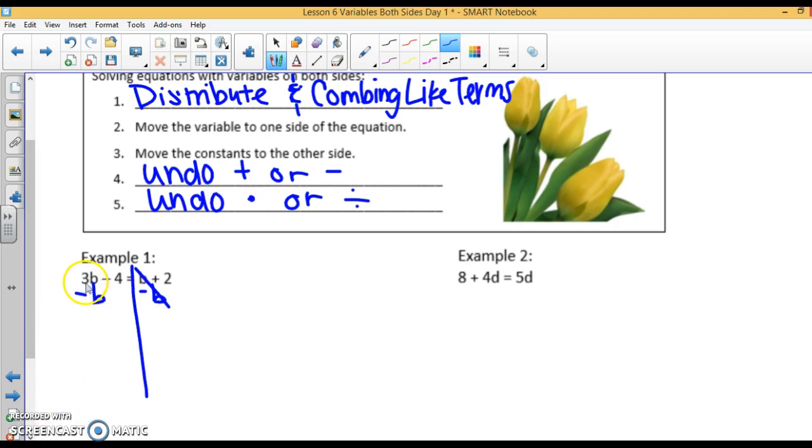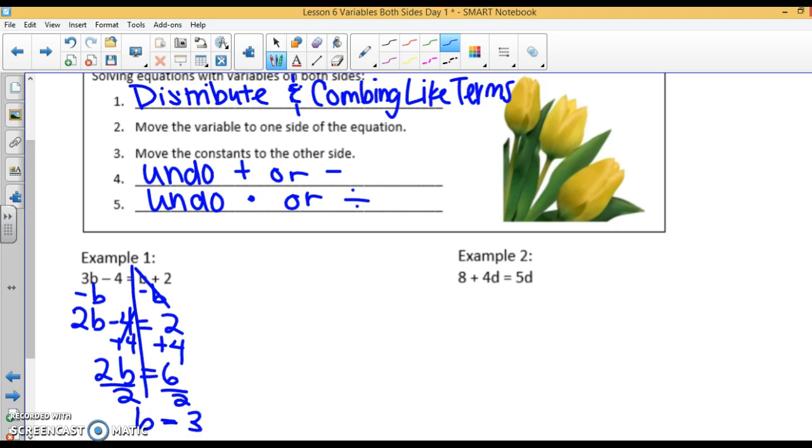Well, in this one, I have 3b minus b. So I'll be left with 2b minus 4 equals 2. And now it looks like the equations we've been working on, so we can just solve for b. I can add 4 to both sides, and I get 2b equals 6, divide by 2, and I'll get b equals 3.